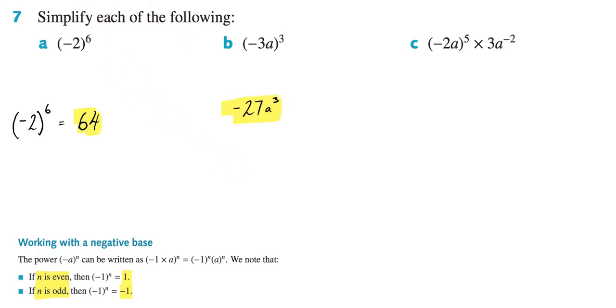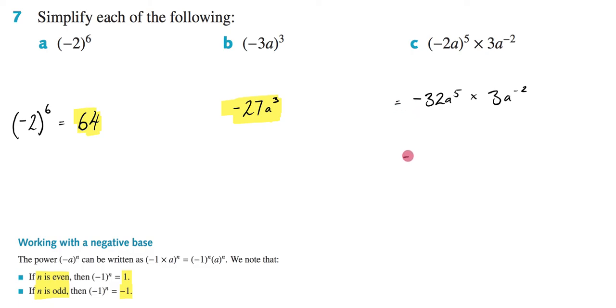So let's now rub this out, and I will highlight this. That is my answer. Let's quickly now answer this last one. So I have a negative base. I have an odd power. So it's going to be negative 32a^5 times 3a^-2. Notice that this negative 2 isn't outside brackets. It's just over that a.